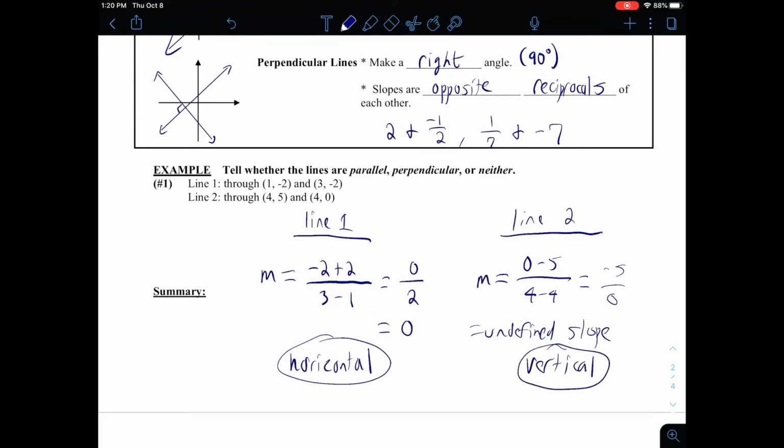So what are these? Are these parallel, perpendicular, or neither? Well, horizontal and vertical lines are going to be straight across and straight up and down like this, which means it's going to be a right angle. They're going to be perpendicular. So the lines are perpendicular.